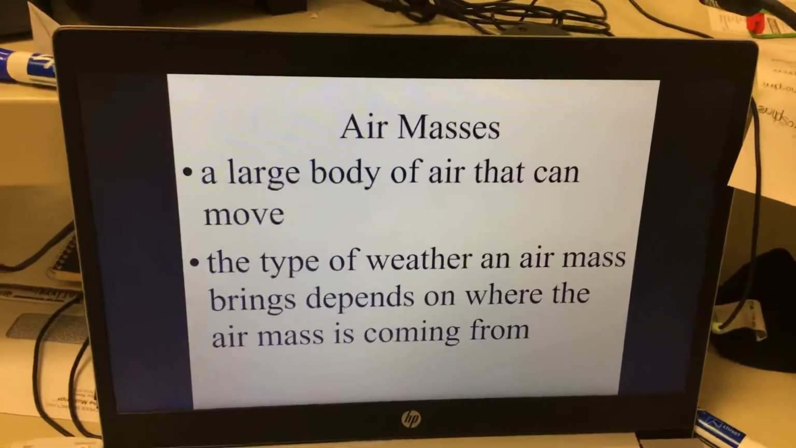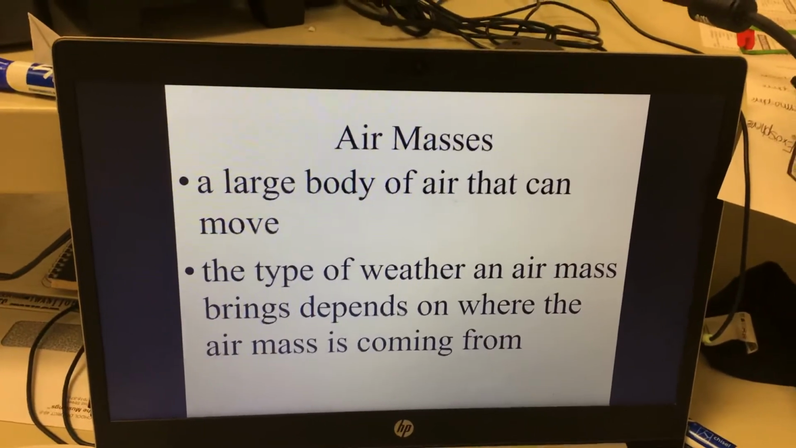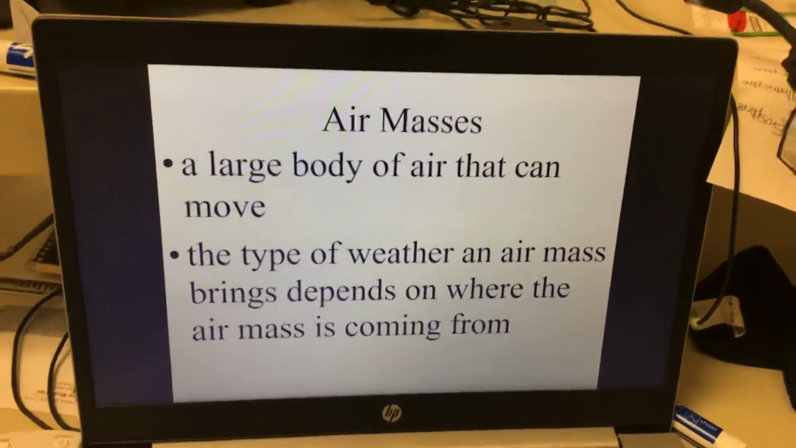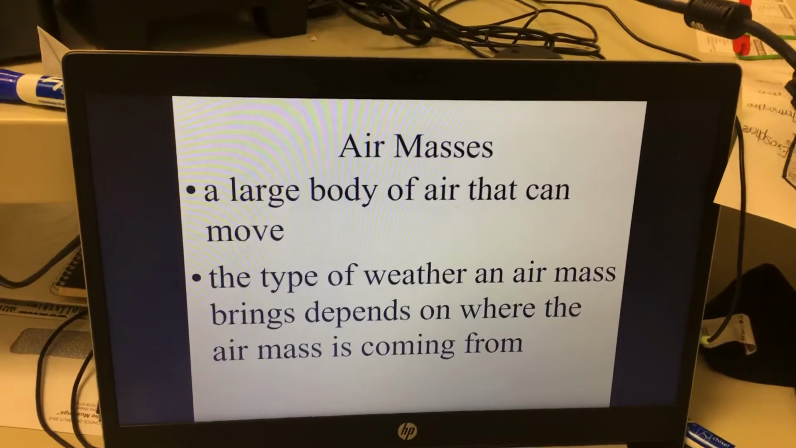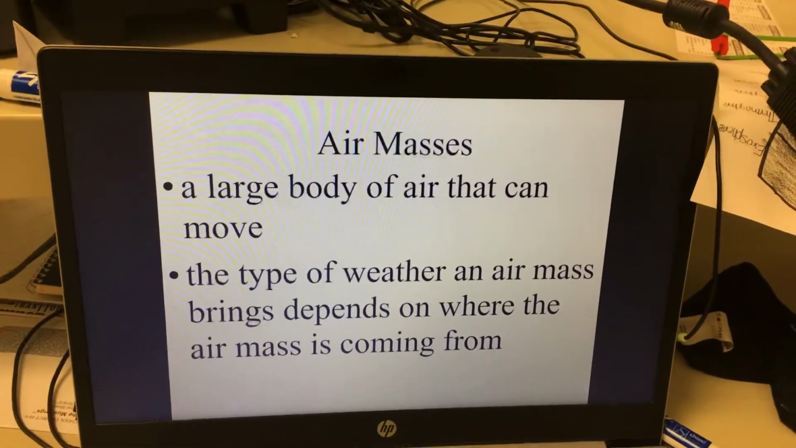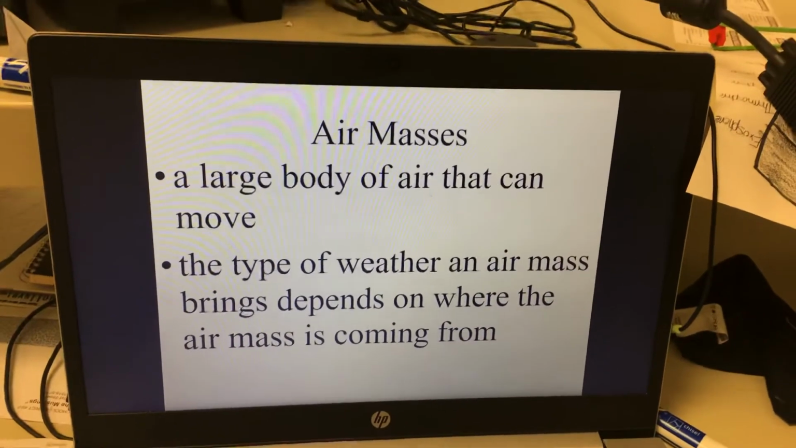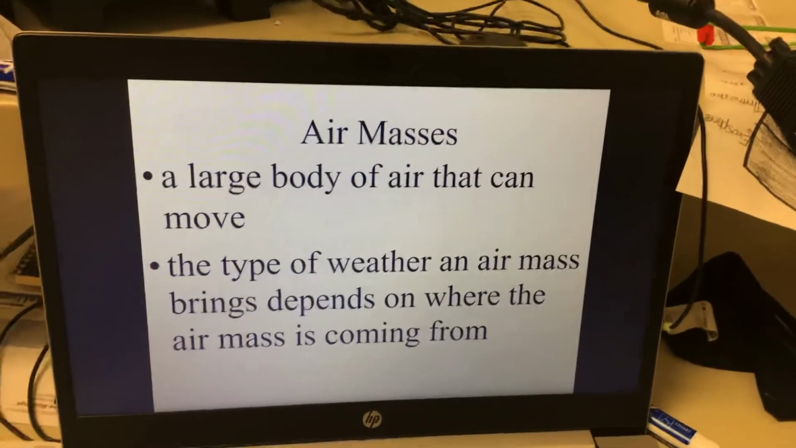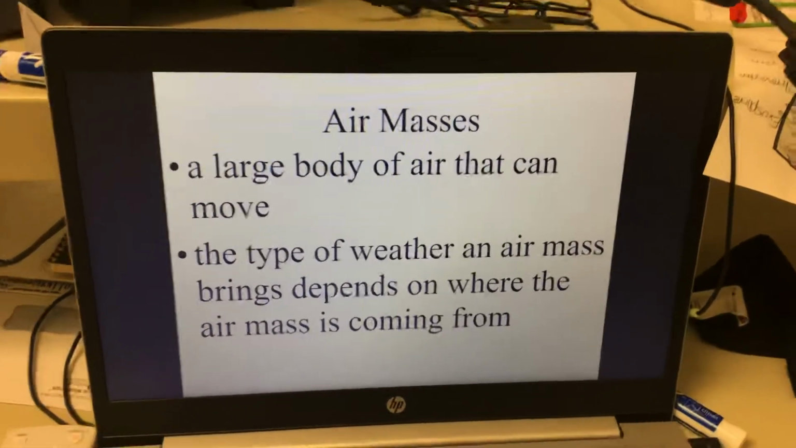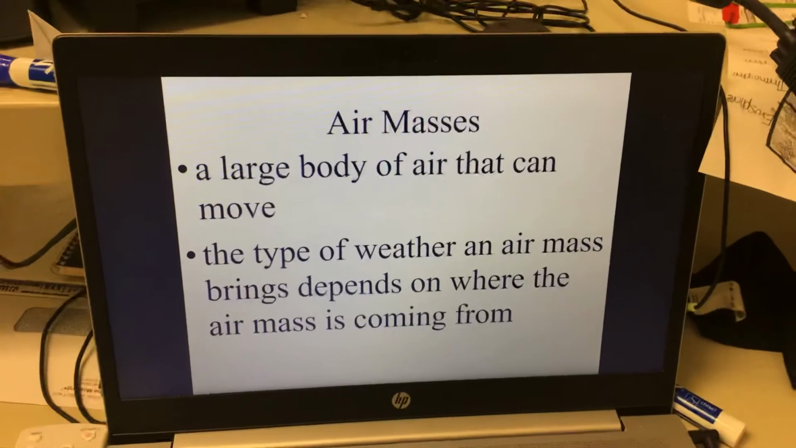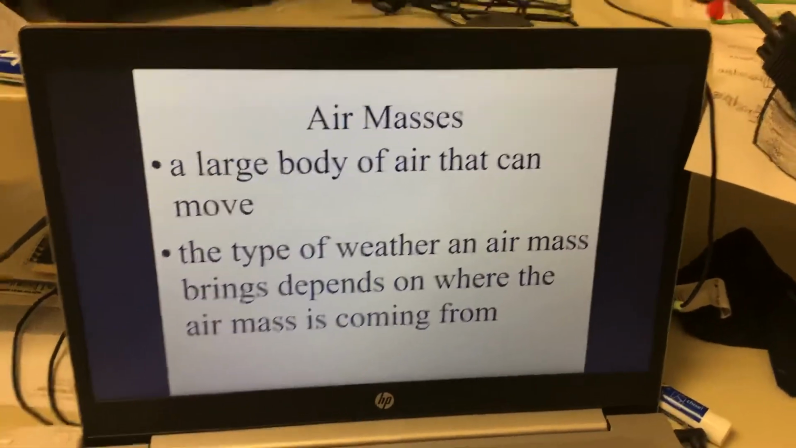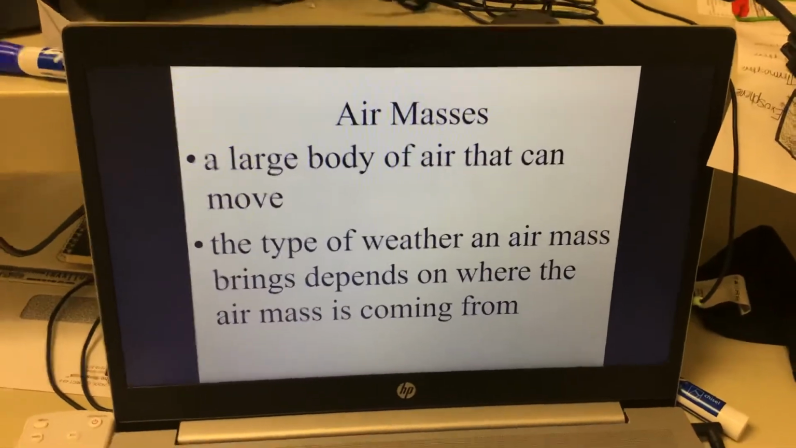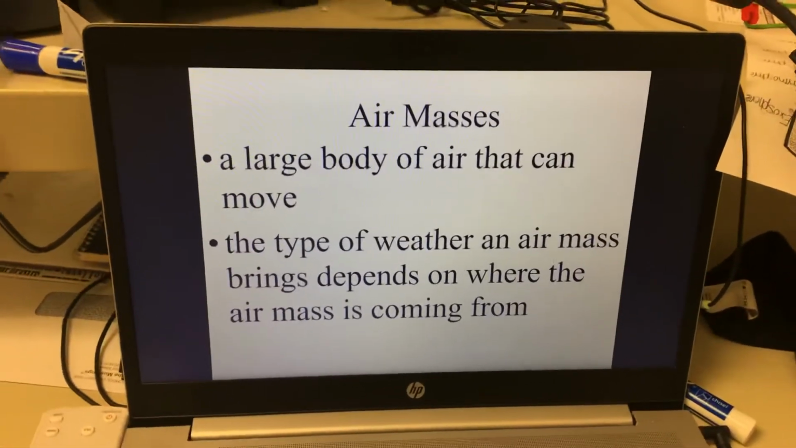One thing we have to realize is that air is always moving, okay? So it's not like our atmosphere is just sitting there. There's always something moving, something pushing it, something pushing against each other. Things are rising, falling, circling. Something is always happening with our air. So we have air masses moving around, and depending on where they come from determines what our weather will be like.